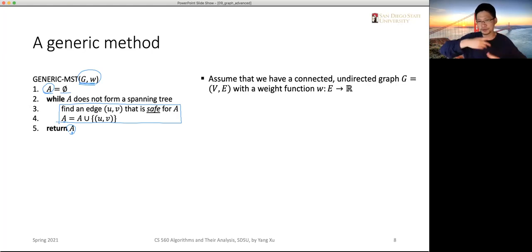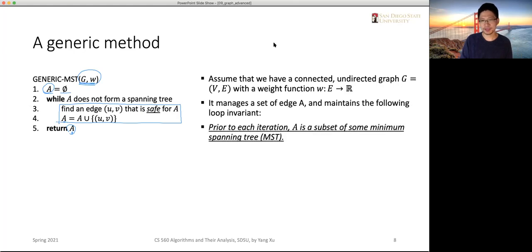It's a very straightforward algorithm because it's trying to grow the tree, or grow the set, by adding one edge at a time. It needs to make sure that that edge is safe for the set A at that stage. So it basically manages a set of edges, which is called A. Here we will look at the so-called loop invariant, which is just a property of the algorithm itself. Before each iteration, A is a subset of some minimal spanning tree. It is not necessarily the minimal spanning tree yet, but we know that it is some subset.